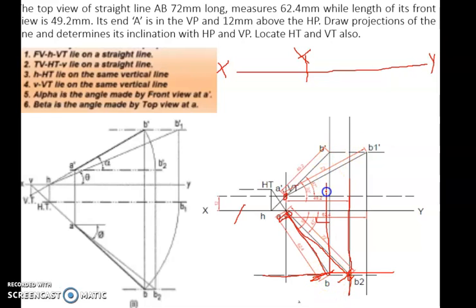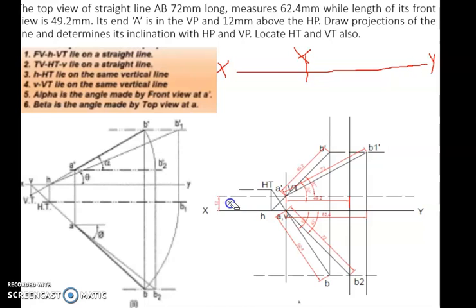You just extend this here and again mark this line 49.2. You will get it, and extend it, you will get the H point. Okay, H and HT are on the same line, so you can get the HT point. So HT and this are on the same line, you can cross check it also. So this way you can mark the HT, and this is the complete solution of the problem.